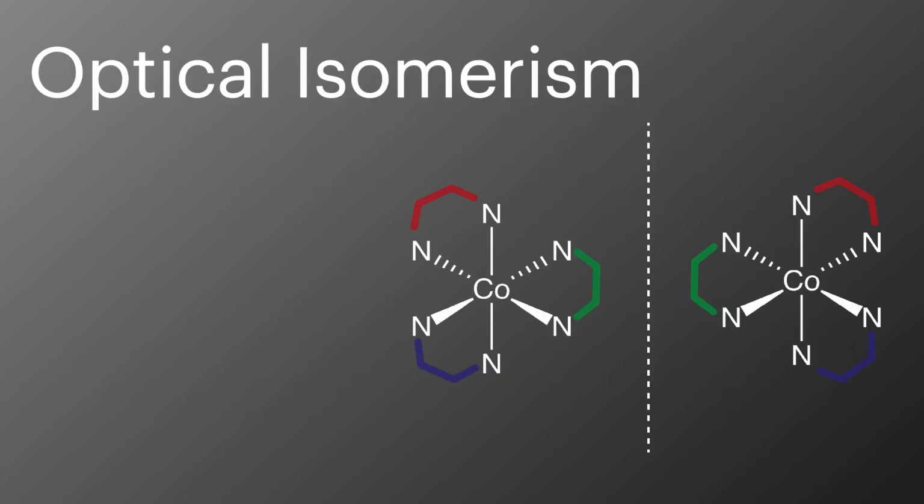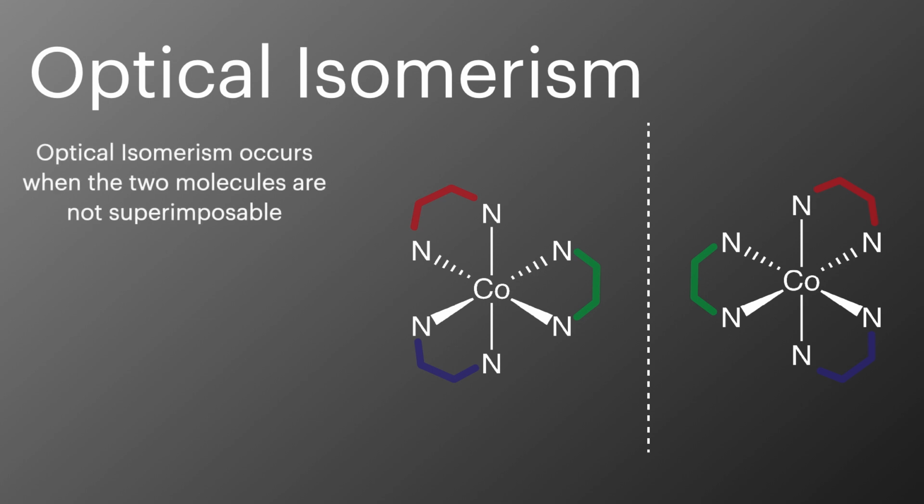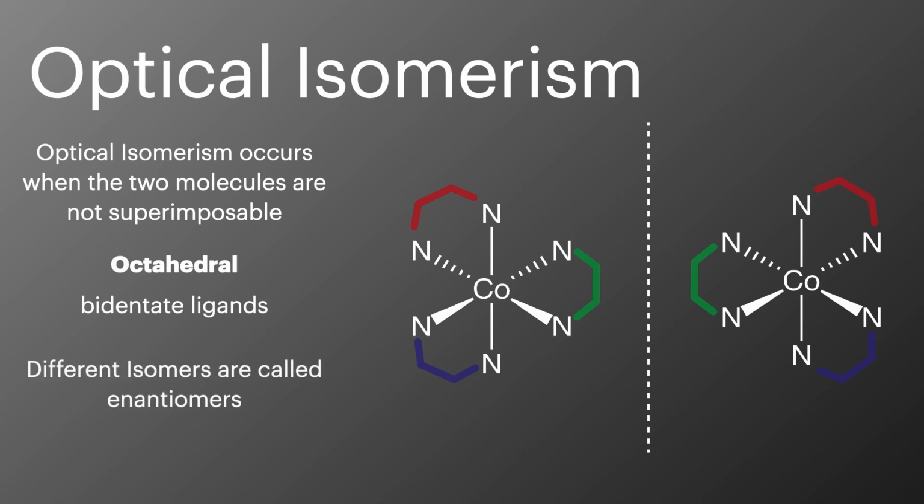Looking at optical isomerism in more detail then, we need to have two molecules which are not superimposable on top of each other, which means they're essentially mirror images of each other. This can only happen with octahedral complexes where we have bidentate ligands. Each of the different isomers are called enantiomers. We can see on this diagram on the right where we have three bidentate ligands attached to the cobalt metal ion, we've got a very clear mirror image.